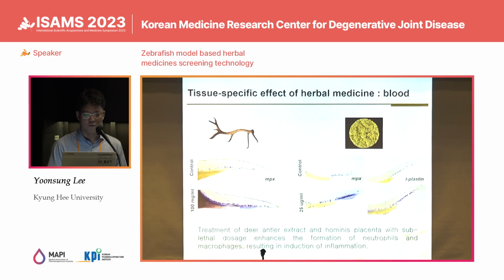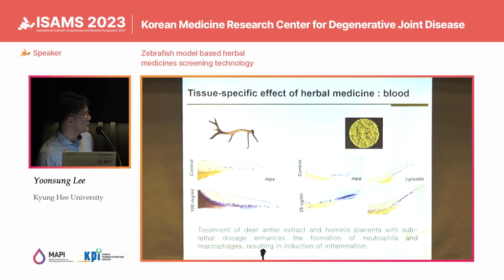This case is bone formation, but you can also see blood formation. In zebrafish, we have several markers to label specific tissues, in this case blood formation. Here, MPX and L-plastin are well-known markers for myeloid cells among the blood cells. And when you treat with deer antler extract or placenta, you can see a really robust increase in the number of these MPX-positive cells compared to control, as you can see here.